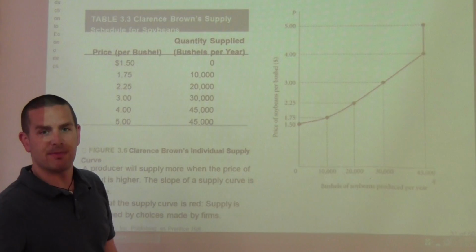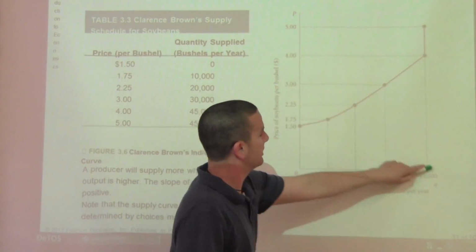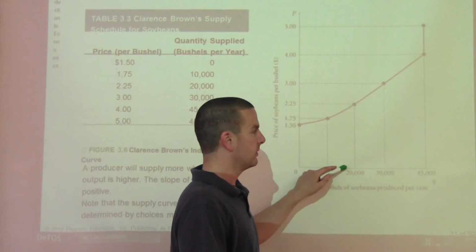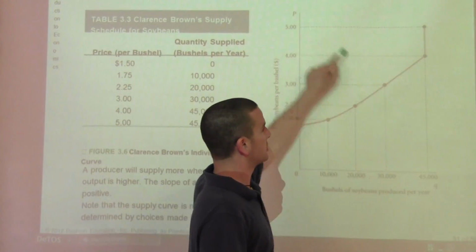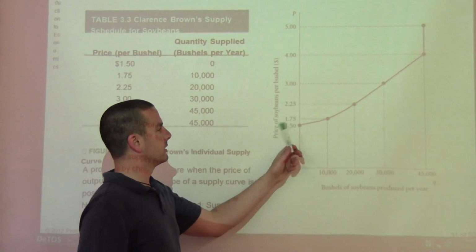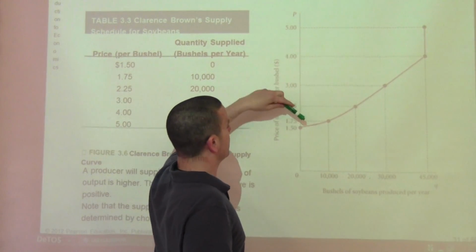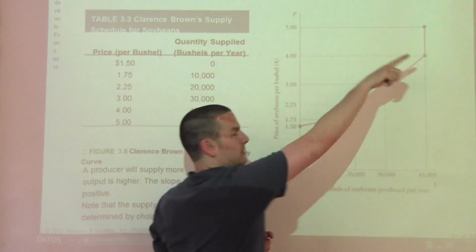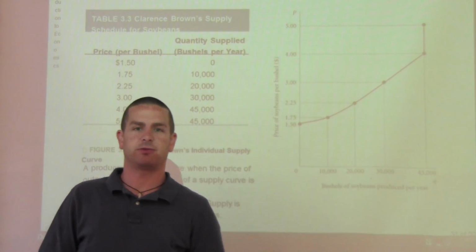Remember, demand looked like this. As price went down, quantity demanded went up. So we ended up getting this downward sloping demand curve. Well now, here, with supply, as the price goes up, the quantity supplied goes up. So you get a positive slope. You get an upward sloping supply curve.